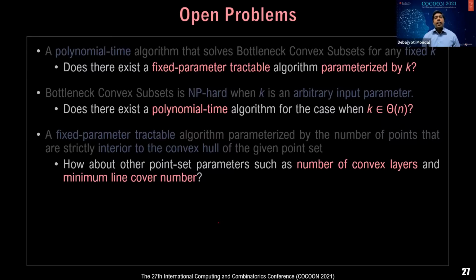And finally, we had a fixed parameter tractable algorithm when we used the number of points inside the convex hull as the input parameter. But how about other point set parameters, such as the number of convex layers of the point set or the minimum line cover number, that is the number of lines required to cover the point set? If we use those as parameters, can we have fixed parameter tractable algorithms? It will be exciting if we can solve some of these open problems.